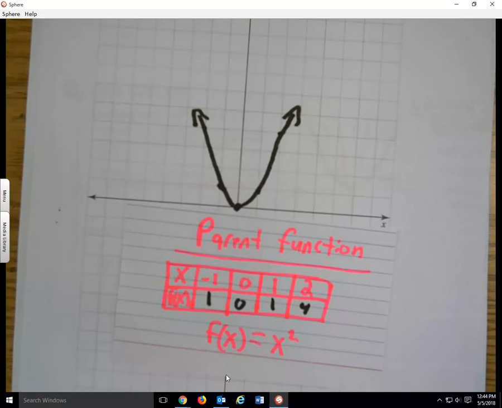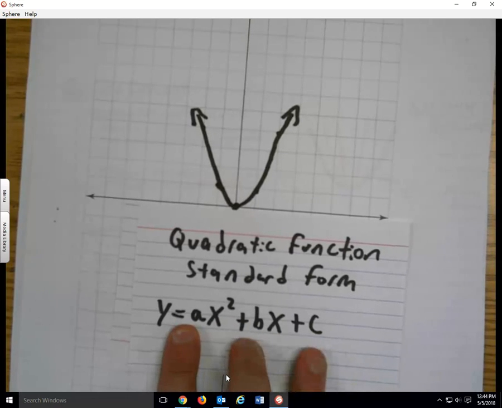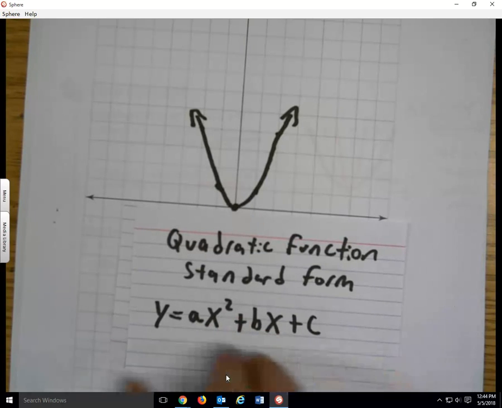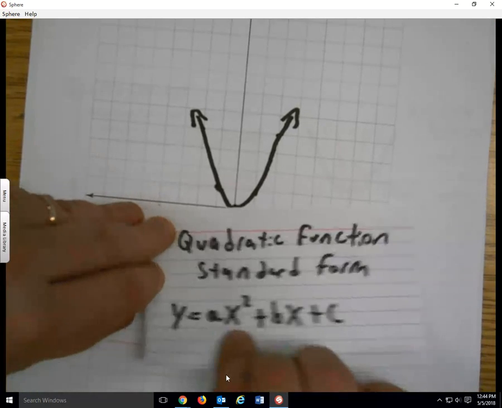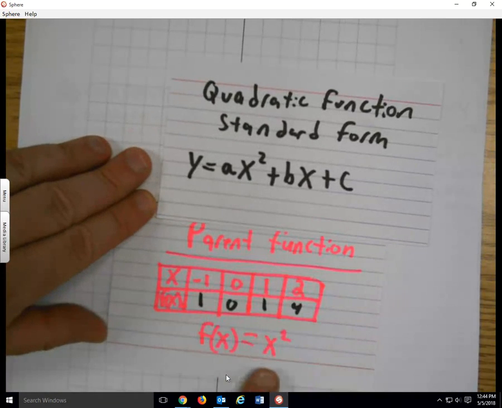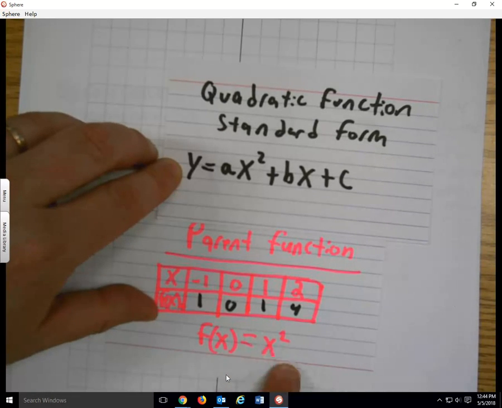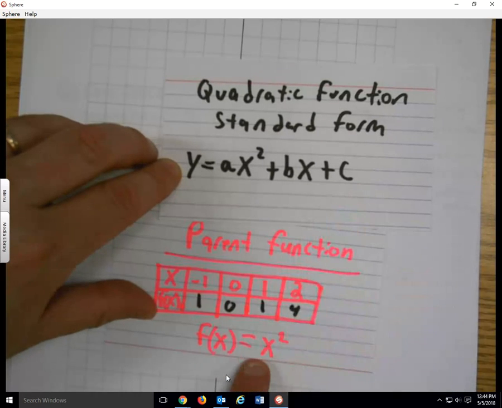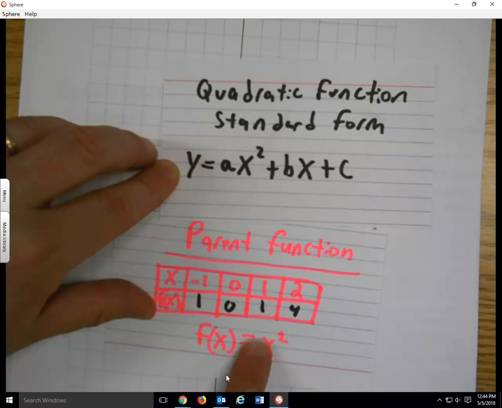Now, standard form of a quadratic would be something like f of x or y equals ax squared plus bx plus c, where a, b, and c are actually numbers, and the x squared and the x are variables. That's standard form. Notice though, when we're talking about the parent function, it's just f of x, or you could think of it as a y if you want, equals x squared. We're not adding a bx yet, or a c, and right now when we're talking parent function, we haven't even added a number for the a. It's just a 1. It's an invisible 1.